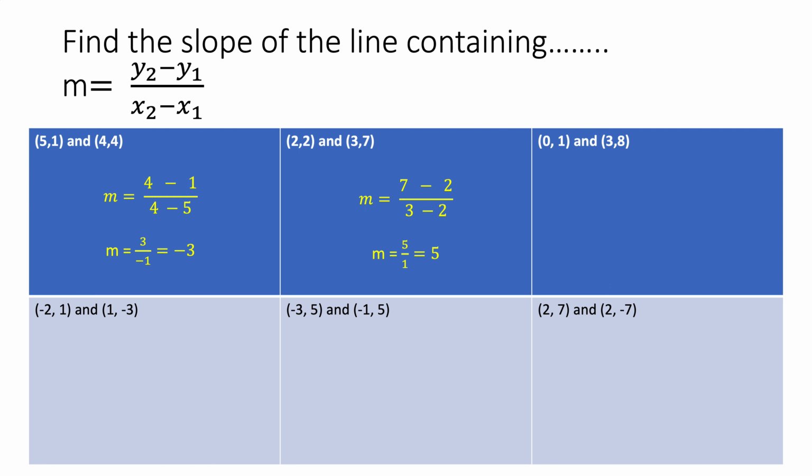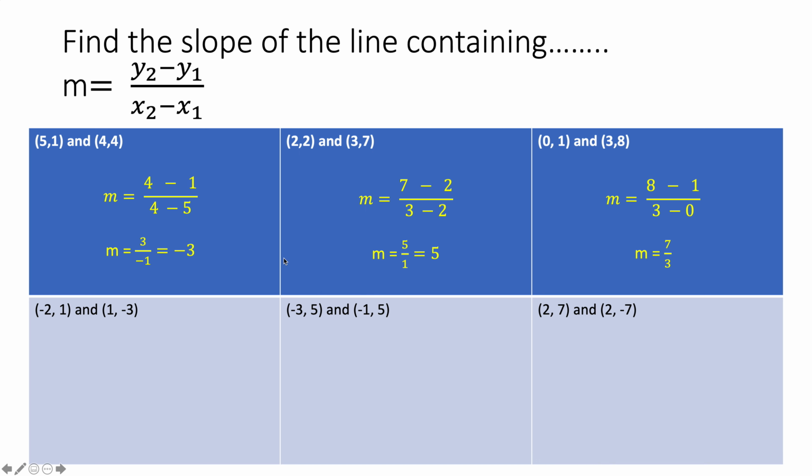Okay, you try the next one. 0, 1, and 3, 8. Do stop and start. Okay, so 8 minus 1 over 3 minus 0. 8 minus 1 is 7. 3 minus 0 is 3. Now, isn't this easier than actually getting a grid, plotting points on the grid, counting up and counting over? It's just much quicker and much less handwritten work to do.